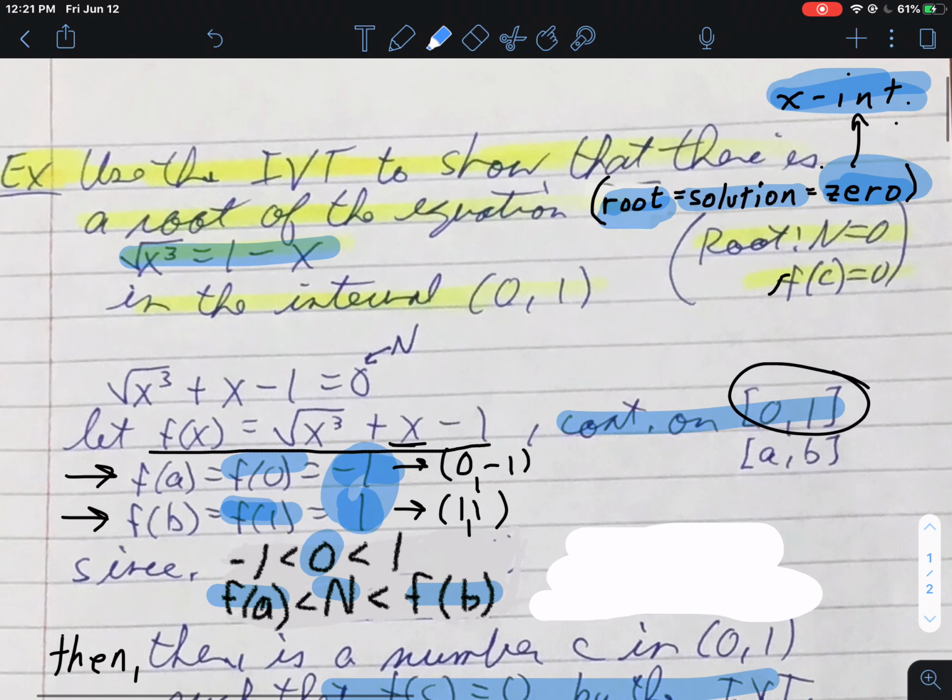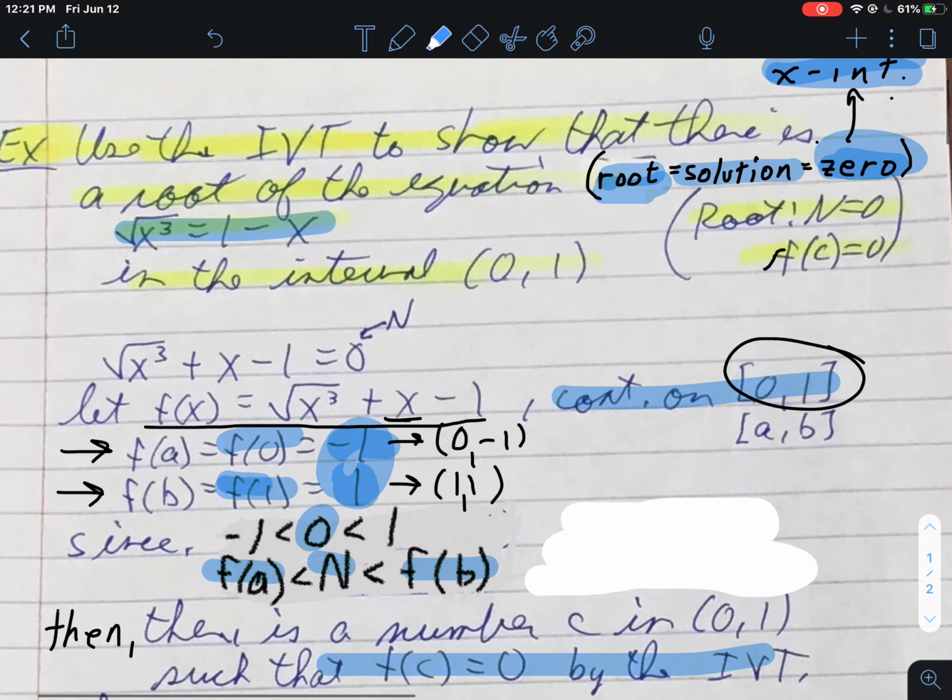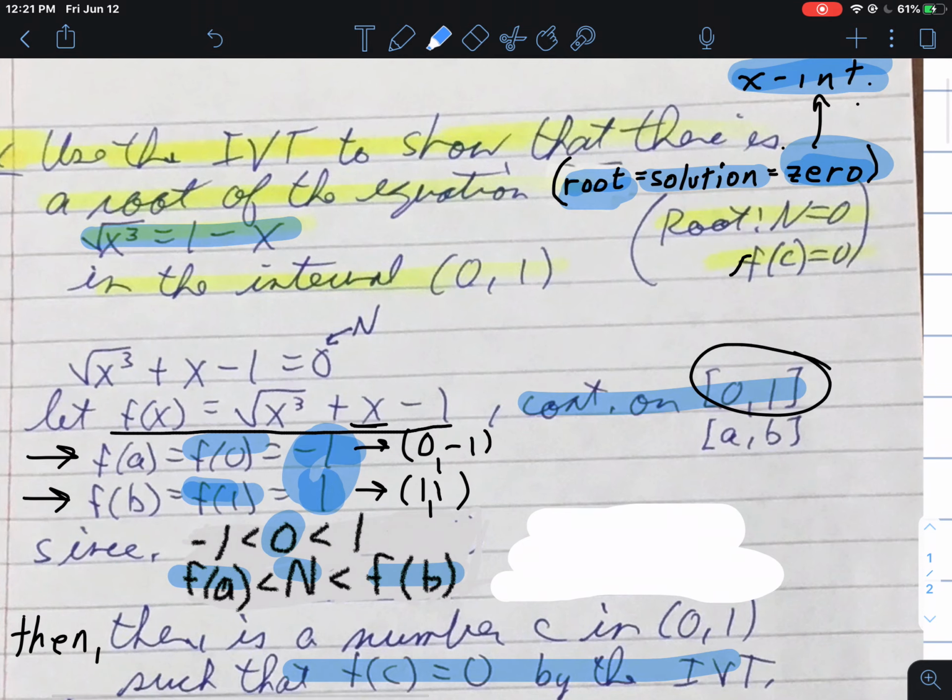Okay, the IVT is a pretty neat little theorem. I think it makes perfect sense when you look at it, but as is true with a lot of this stuff, it's the execution, right? You have to follow the steps to actually prove or show that the statement is true.